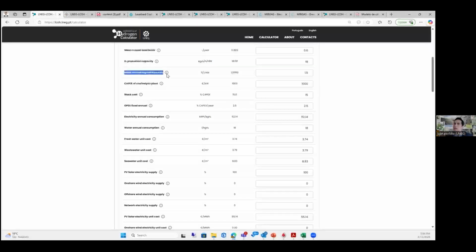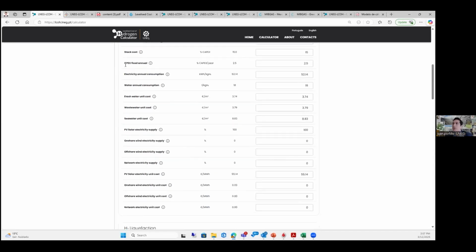This is important because this is specific for the production module and is the annual degradation rate of the stack. This is not the percentage of degradation per number of hours. This is the average degradation in 1 year. So it should be somehow translated. If you have 1% per 1,000 hours and you are working 8,000 hours in a year, then 8% is the rate of degradation in that case.